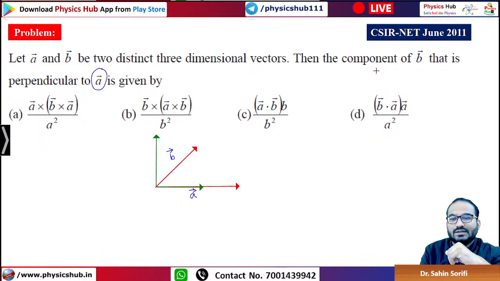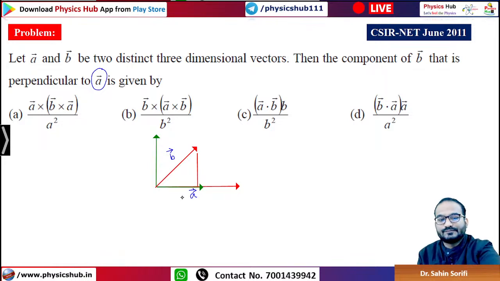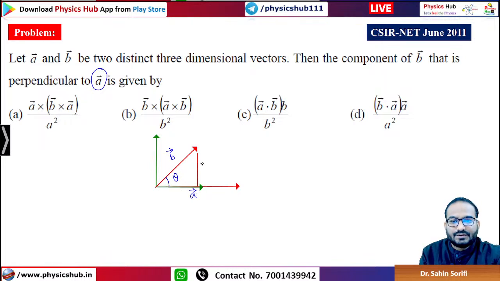What does the question ask? The component of B that is perpendicular to A. So perpendicular to A is this component, or we can say that this is the perpendicular component of B. If this angle between A and B is theta, this is nothing but B sin theta, and the horizontal component will be B cos theta, right.